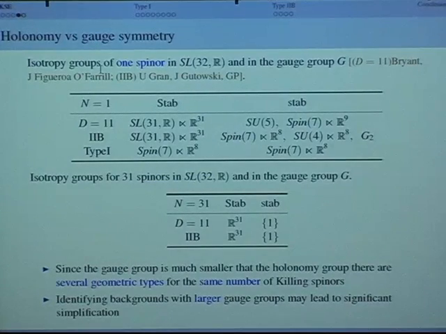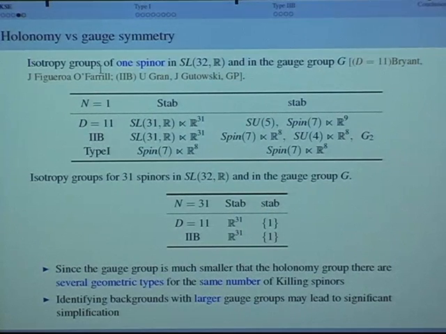To continue this comparison between holonomy and gauge symmetry, let's take the situation for one spinor. Now, for one spinor in 11 dimensions, this is a Majorana spinor, the isotropy group is SL(31,R) semi-direct R^31, but the isotropy groups in the gauge group are basically, there are two possibilities. There's a generic orbit with stability SU(5), and there is a special orbit with stability Spin(7) semi-direct R^9.